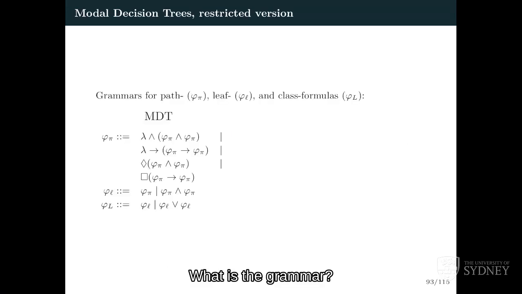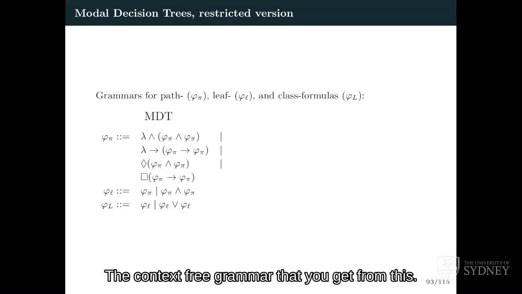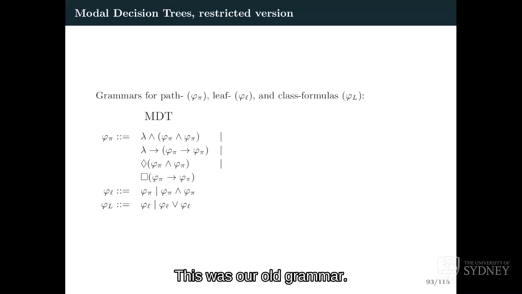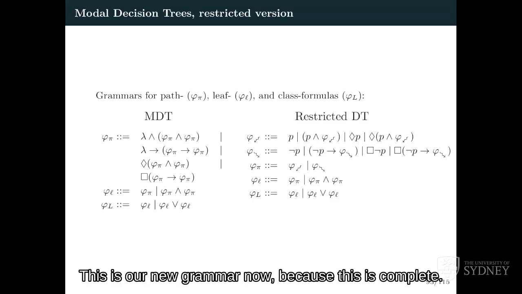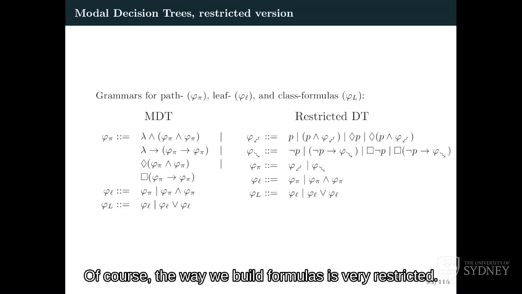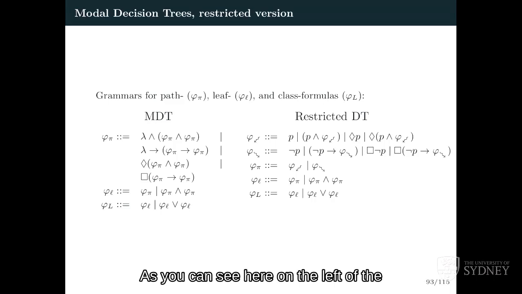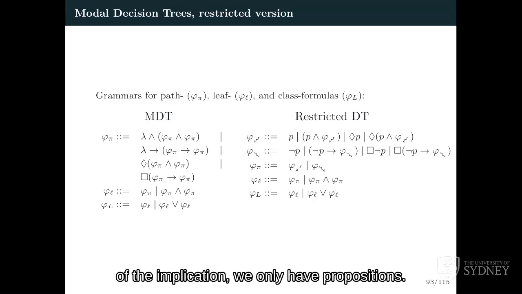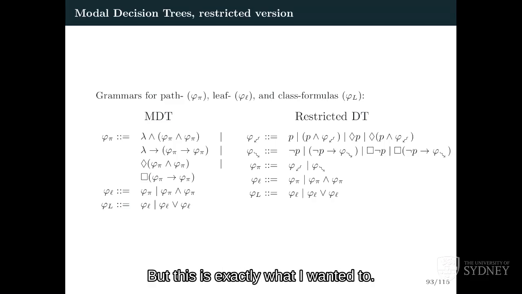What is the context-free grammar that you get from this? This was our old grammar. This is our new grammar. Now, because this is complete, this one must be a fragment of it. It may not be clear to us immediately, but it is a fragment of it. Of course, the way we build formulas is very restricted, as you can see here on the left of the implication. We only have propositions, sorry, literals, and we have a very restricted way to build formulas. But this is exactly what I wanted.